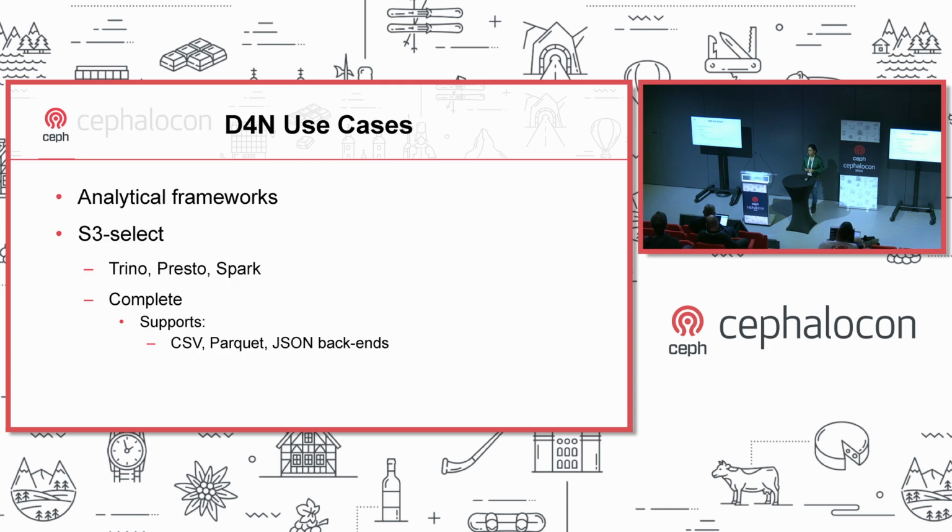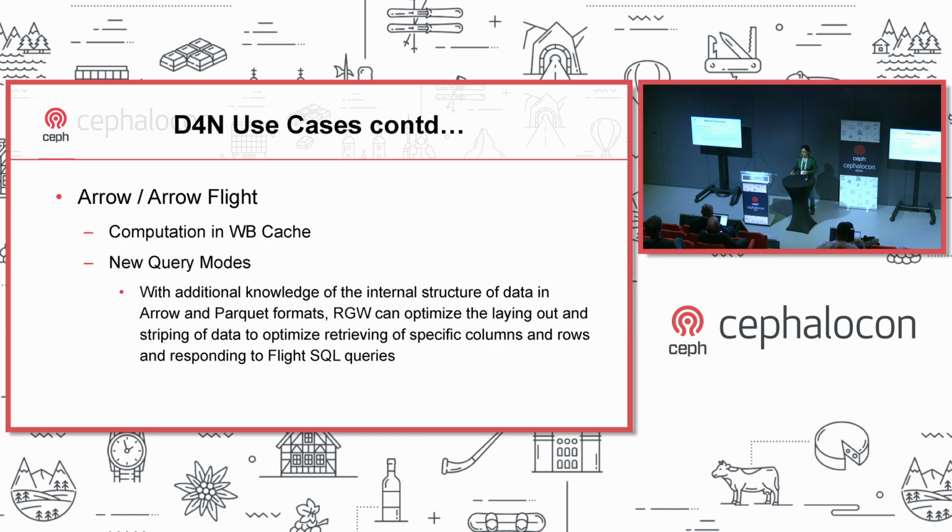So coming to the use cases of D4N, D4N can be used in analytical frameworks like Hadoop, etc., to speed up their workloads. And then we can also use D4N for our generic S3 workload acceleration. In case of S3 select, we have different file formats like Parquet, and there's an upcoming work around Arrow Flight and Arrow. So based on the internal structure of these file formats, the D4N cache can be made to cache parts of the objects, which will help in accelerating S3 select queries.